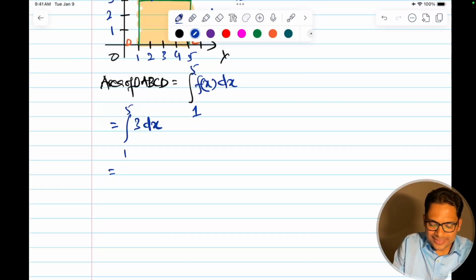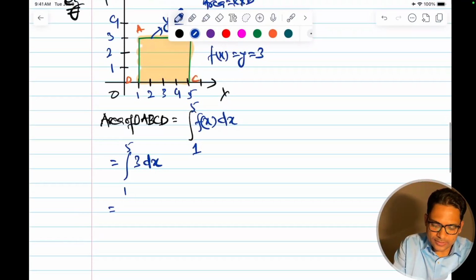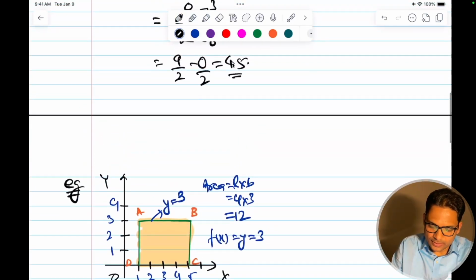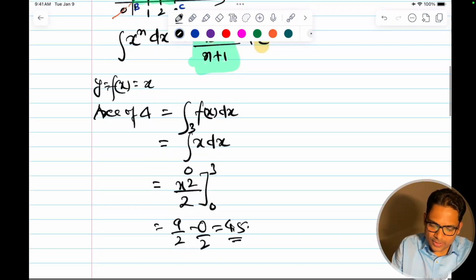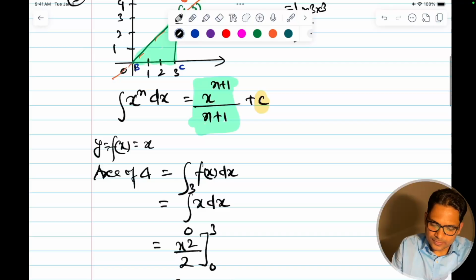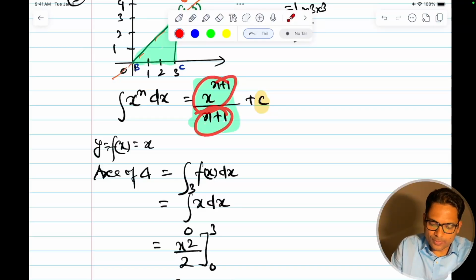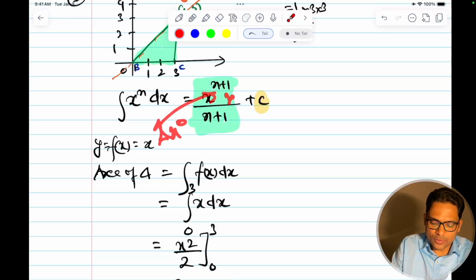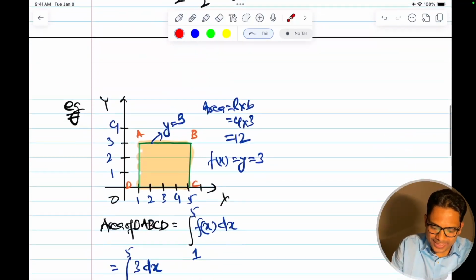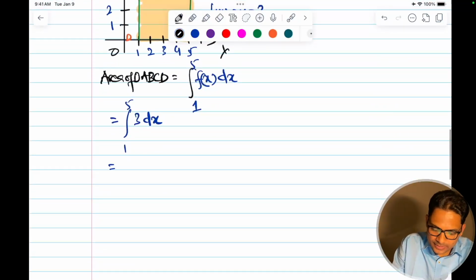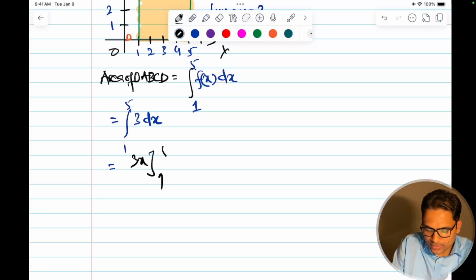This is nothing but, what is integration of a constant? That's 1. So you increase the power by 1, x to the power n plus 1. So I can write 1 as x to the power 0, increase the power, x to the power 1 divided by 1. So finally it will become x. So this will be 3x from the range 1 to 5.